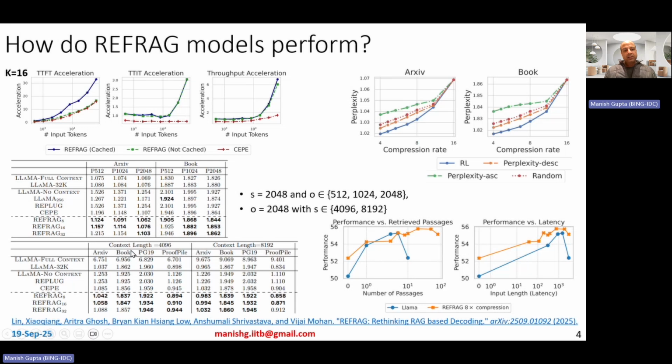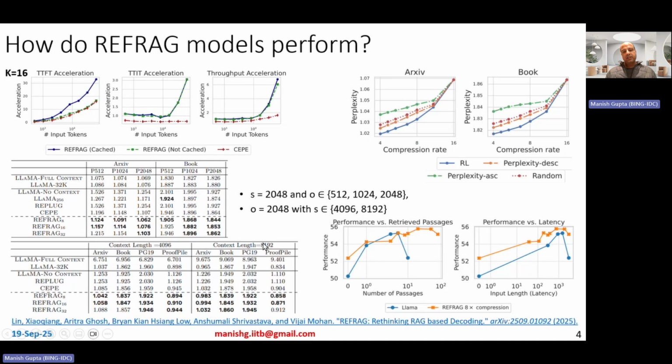So what do you observe? Similarly, REPLUG and CEP are other efficient RAG techniques, or efficient decoding techniques. So what do you observe here? You observe that the perplexity is the lowest for REFRAG models, which shows that they work really well, right? Lower perplexity is better, obviously, right?